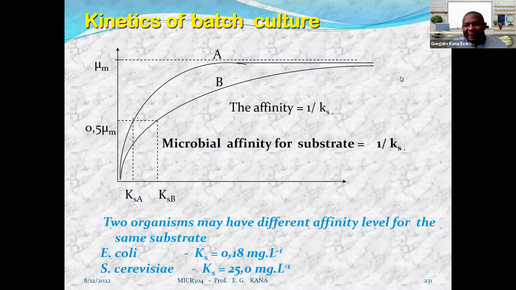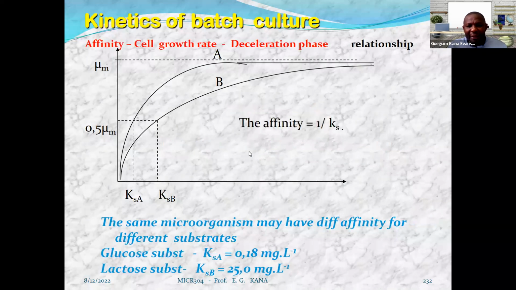That's just the starting point, because we have so much useful information which you're going to derive from this kind of graph. Okay. Now let me take another context. The same microorganism. Remember the previous slide, we said 2 organisms may have different affinity for the same substrate. Now, I'm giving you another piece of information. The same microorganism may have different affinity for different substrates.